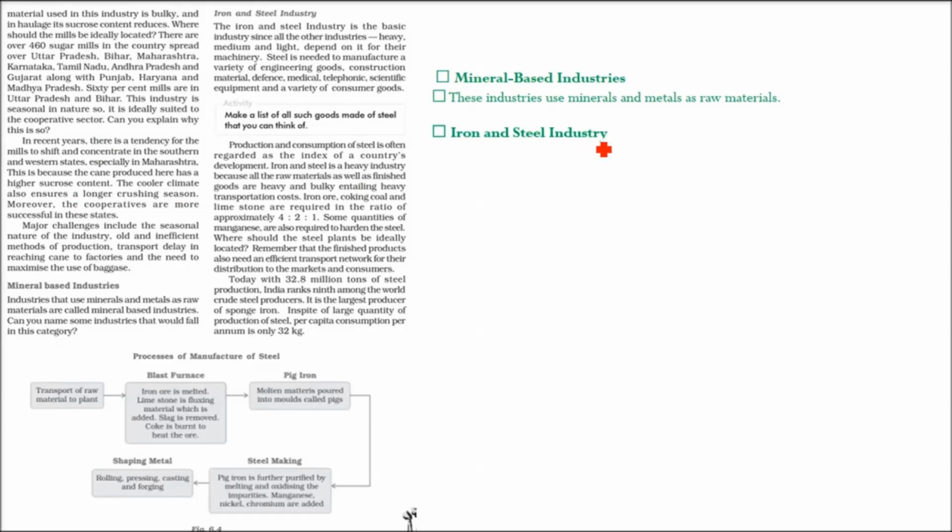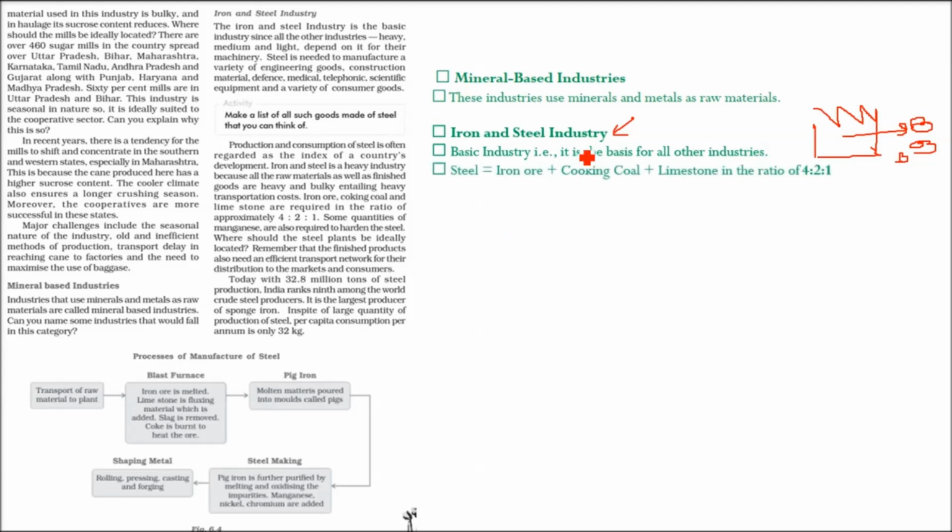Then we have the iron and steel industry, one of the most important industries here. It is a basic industry because it provides the raw material to any other industry. Then this steel consists of what? It consists of iron ore, coking coal and limestone.